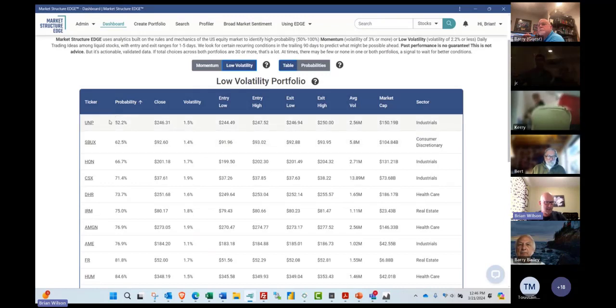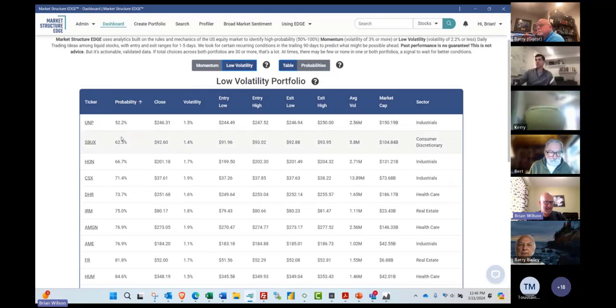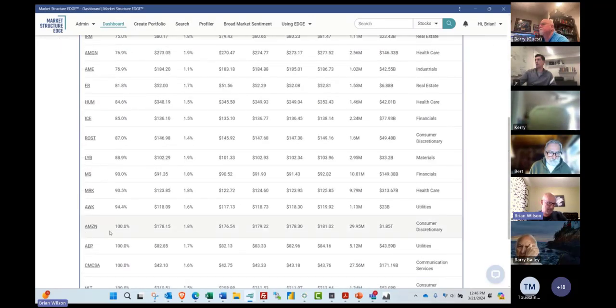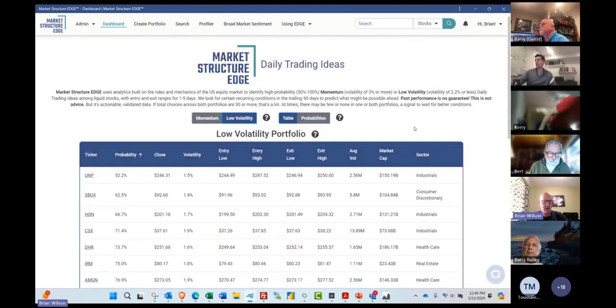Just recognize that with some of the names, this is not as good of a probability if you bought UMP as you do if you bought Amazon. Now, of course, this is looking at data here over the last 90 days. Conditions do change, but that's what that's looking at.